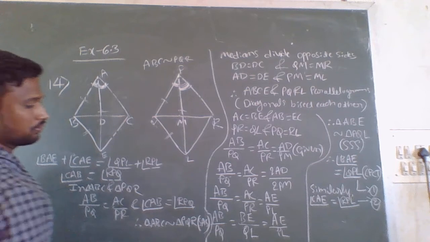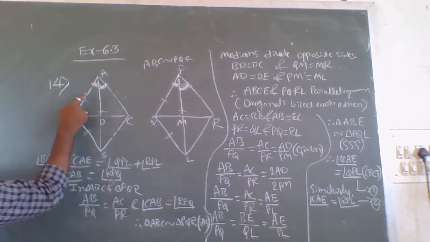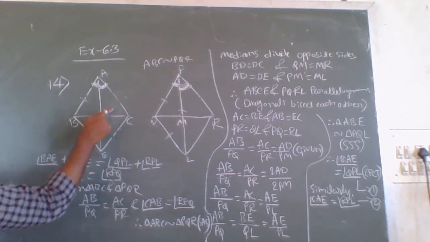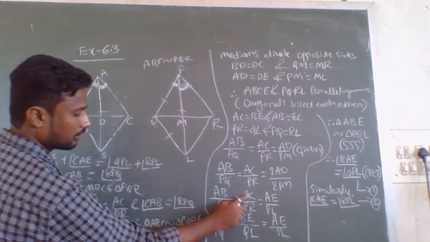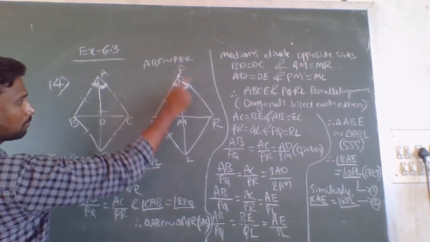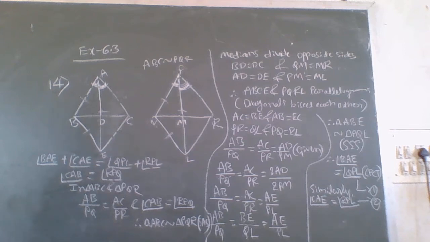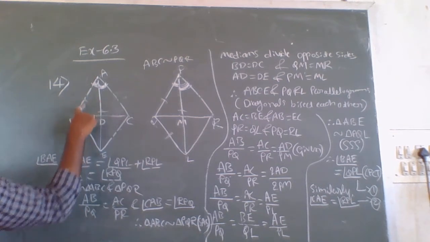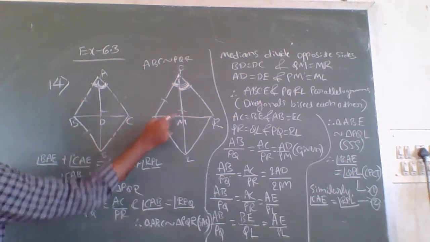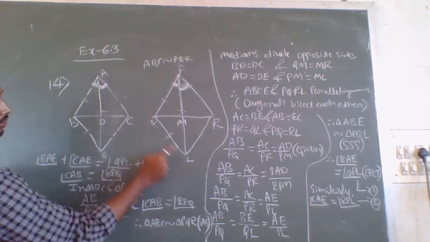Again, in the place of AC, by PR, the opposite side of AC is BE. Here I have written BE in the place of AC. Like that, in the place of PR, I have written QL, BE by QL. So these three sides are proportional. If these three sides are proportional, then triangle ABE is similar to triangle PQL.